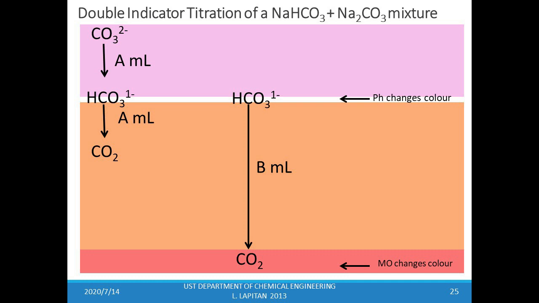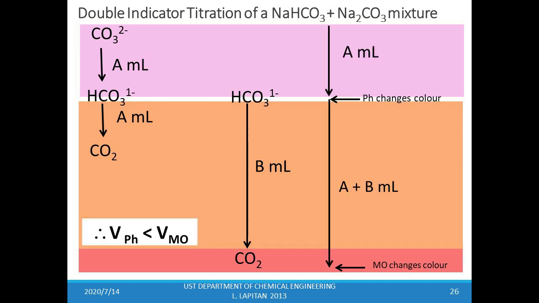At this instance, the methyl orange changes color from orange to red since it requires this weakly acidic solution to do so. Now let's look at the volume of the acid titrant that was used to titrate the bicarbonate species. The neutralization of the bicarbonate, which is coming from the carbonate, will require A mL of the acid, while the bicarbonate coming from the sample will require another volume of the acid, so let's say B mL.